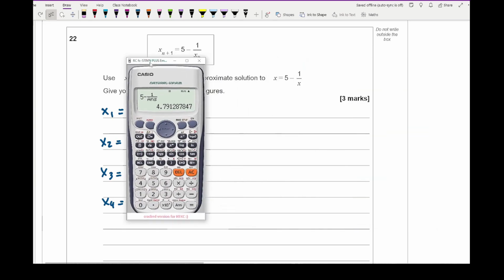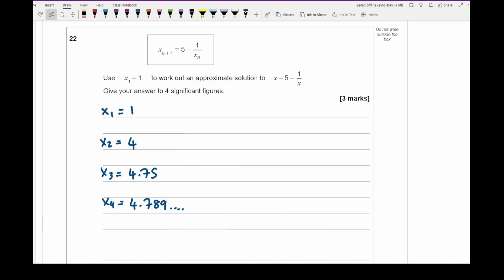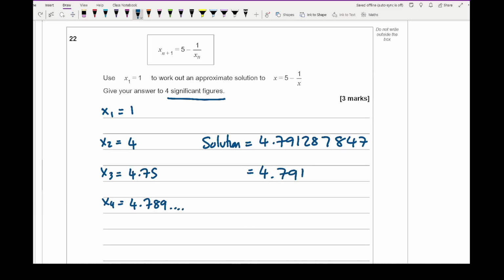So if I just copy that number down, the answer is equal to 4.79128787. Now the question does say give your answer to 4 significant figures. So 4 significant figures is going to be 4.791, and that's to 4SF. And there we go.